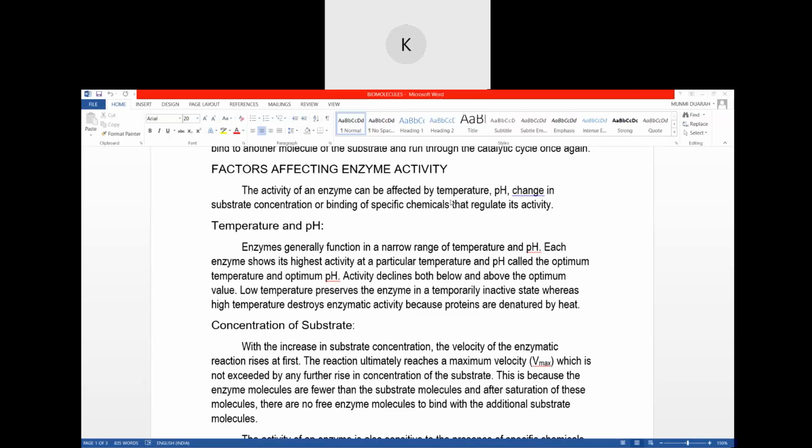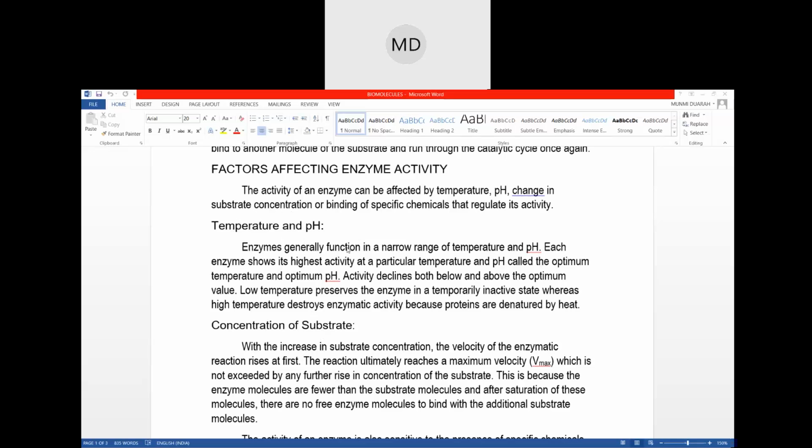Factors affecting enzyme activity. There are factors which affect the enzyme activity. Enzyme activity means the enzyme's functioning, how fast it will function, or the speed of the whole process. Those factors are, first, temperature and pH, and second, concentration of substrate.